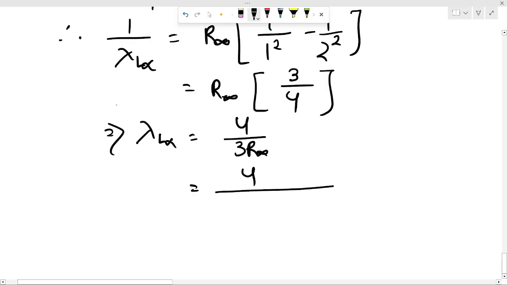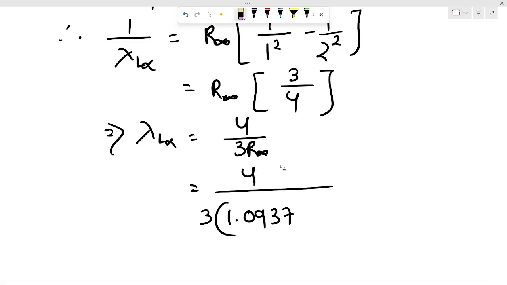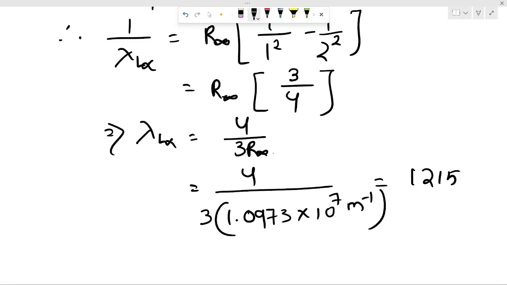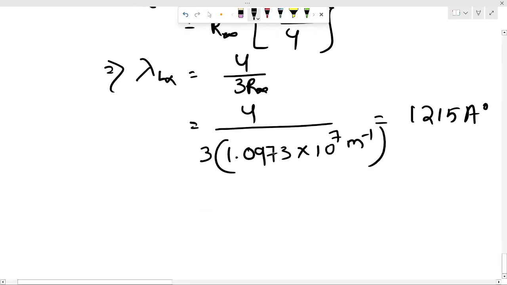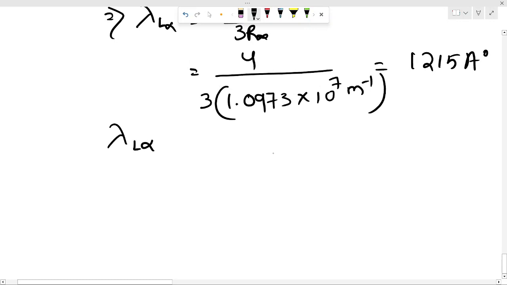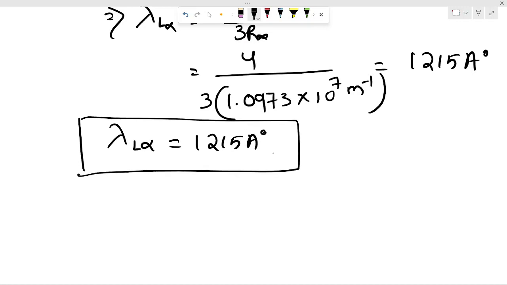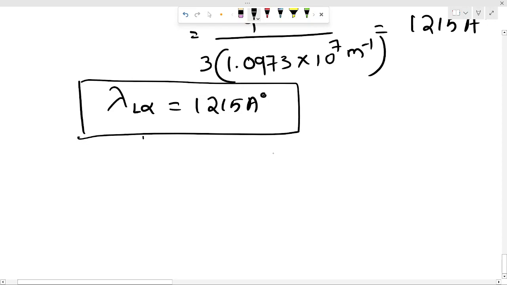Let's calculate it. 4 upon 3, with Rydberg constant value 1.09737 into 10 to the power 7 meter inverse. This value comes out to be 1215 angstrom. This is the wavelength of the first line of the Lyman series. Remember, this is the largest wavelength of the Lyman series.